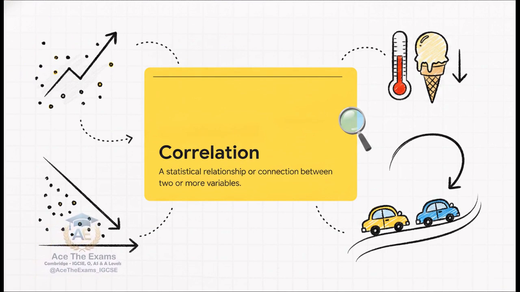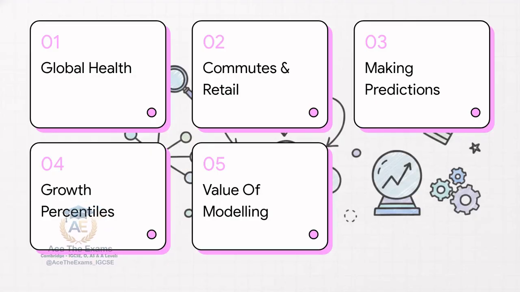So, does a sudden spike in temperature mean a drop in sales? Does traveling a longer distance automatically mean a longer travel time? Today, we're going to connect those dots using some really fascinating real-world data sources. Okay, here's our roadmap for this explainer.